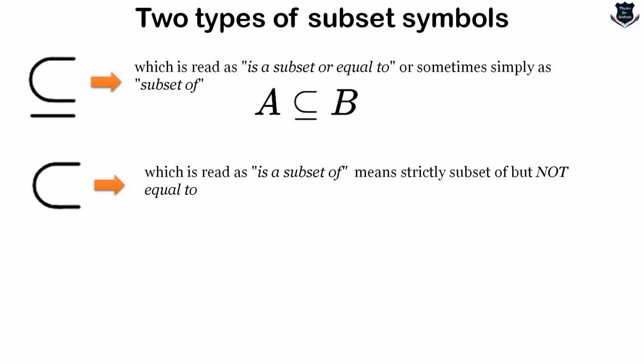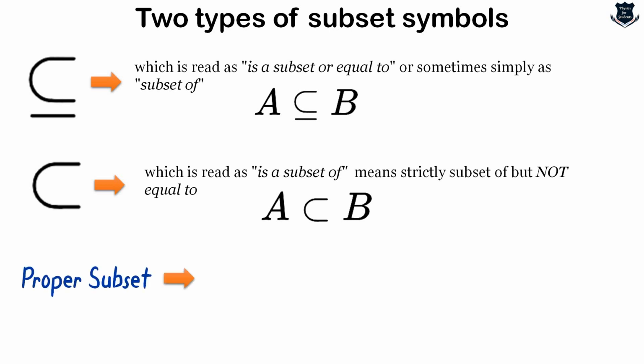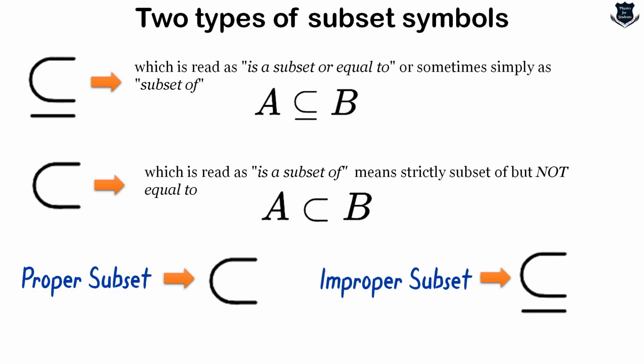I will come to what I mean by equal to later, but let us understand that a bottom line means it is equal to, it is a subset. The second one is also a subset, but it is not equal to, and we write it as A is a subset of B. Now there is something which is called a proper subset, for which we use this symbol, and an improper subset, for which we use this symbol. I will explain in this video what a proper subset and an improper subset are, but these are the 2 symbols of subset.